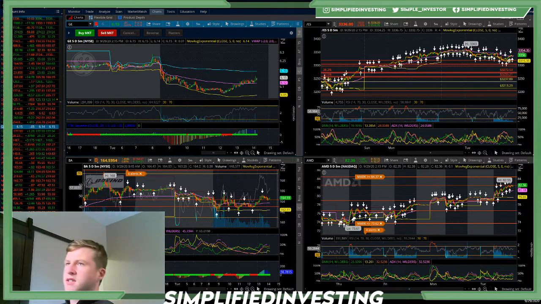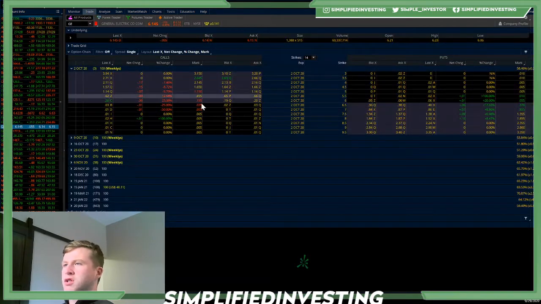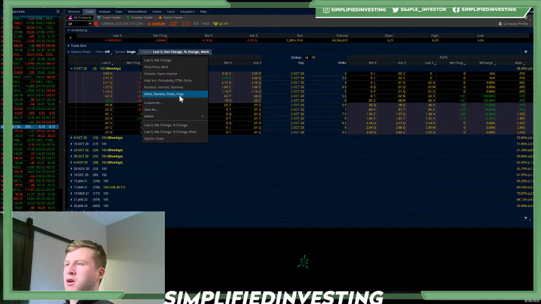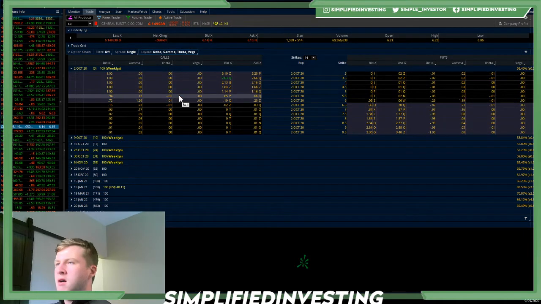So basically, getting started, we'll go through GE, for example, so you can see GE's chart here. We'll go to this trade tab. This is going to be the Thinkorswim platform here. These are going to be the option contracts. So what are the Greeks? They're going to be Delta, Gamma, Theta, and Vega.